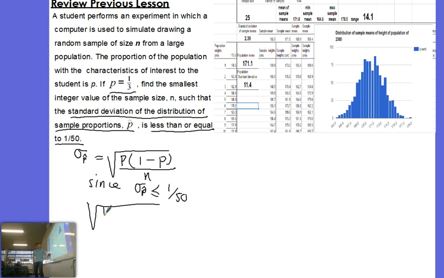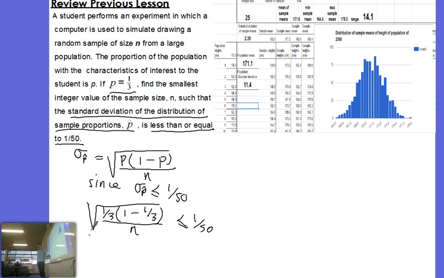So we've got p, the proportion, is a third, times 1 minus a third, divided by the sample size n, and that has to be less than or equal to 1/50th. And there's our little equation we need to solve. When you solve an inequation like this, it's good to just treat it as a normal equation and do the inverse operations to solve for n. So what will be the first operation we've got to carry out?